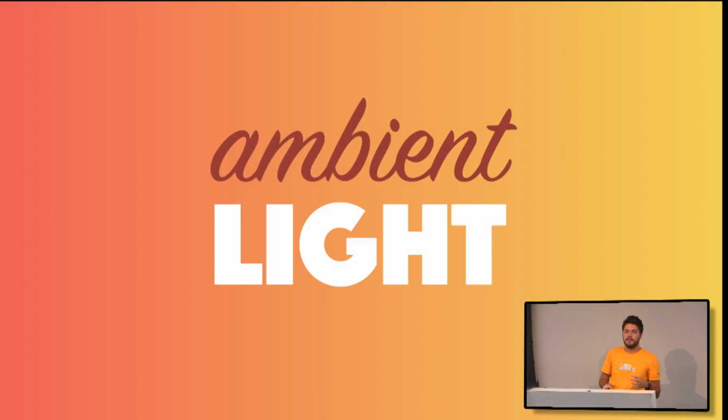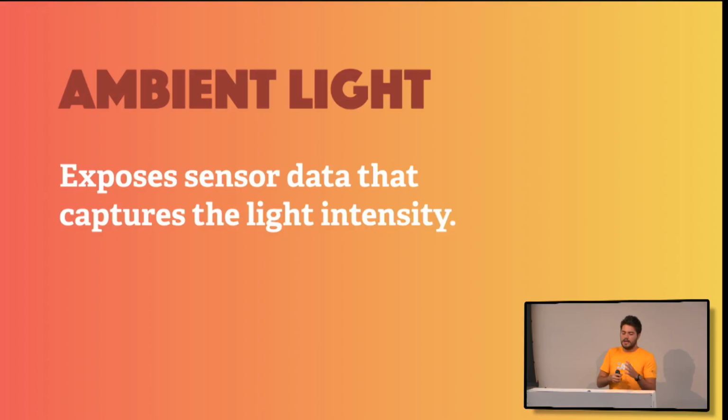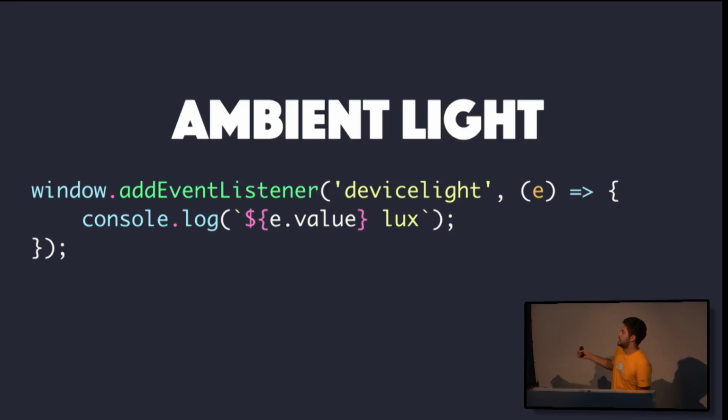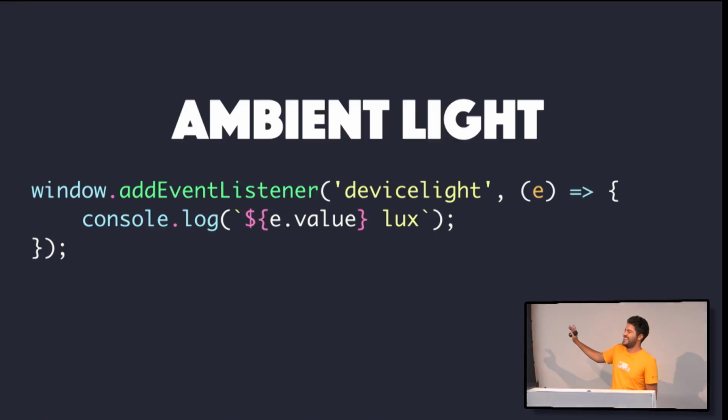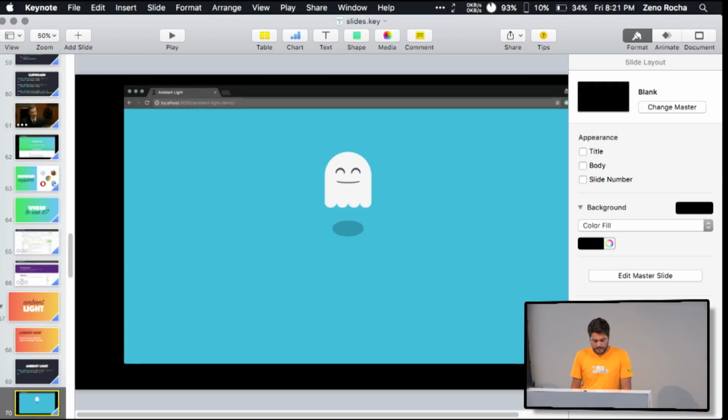The other one is ambient light. So this API exposes the sensor data and captures the light intensity of a room. We have some lights here, so maybe we can detect that. The way this API works is basically, you can listen to the device light event, and it returns this event, and then you can get the value. It's a unit I didn't know existed. It's called lux. So it's the number of the light intensity of a place. And then you can play with it, all sorts of things.